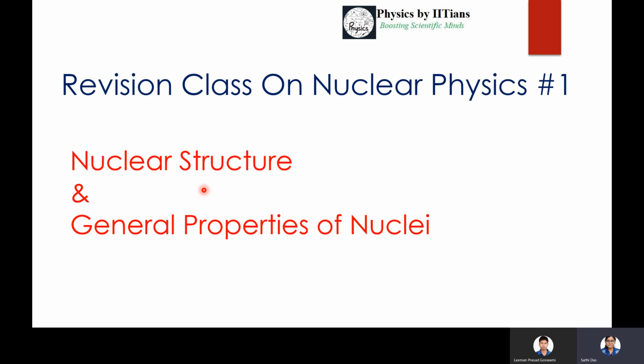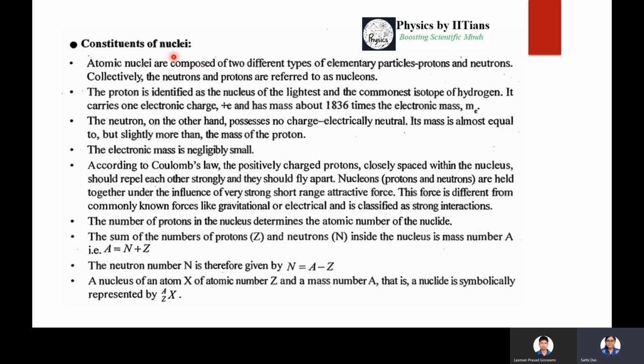In this class I shall focus on nuclear structure and general properties of nuclei. First of all, you all know about the constituents of nuclei. Atomic nuclei are composed of two different types of elementary particles: one is the proton and another is the neutron, and collectively the neutrons and protons are referred to as nucleons.